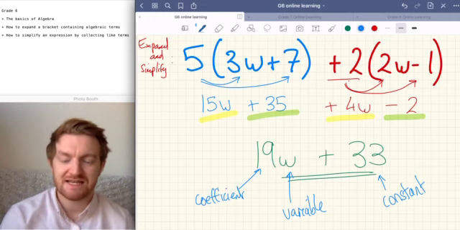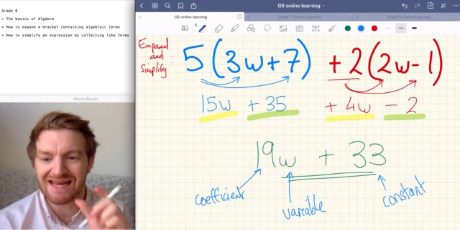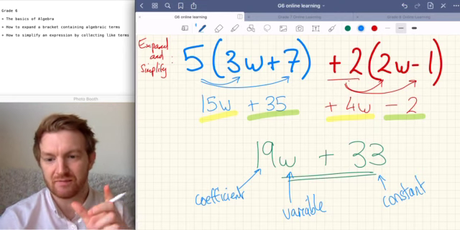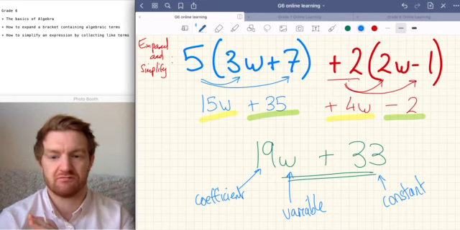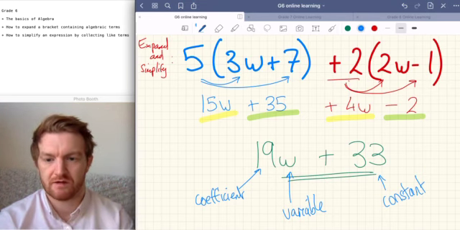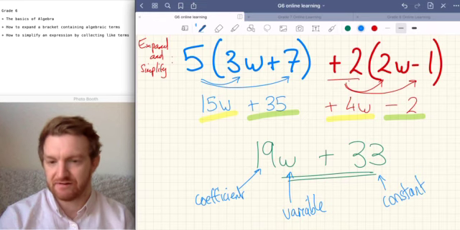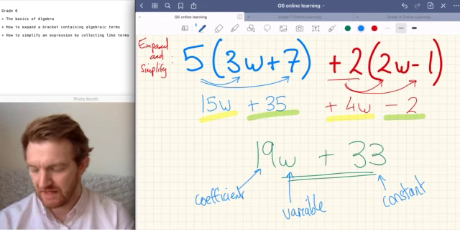Now that 19 is not a number. That 19 is how many W's I have. It's 19 W's. Whereas the 33 is just 33. So do be careful of the difference between them. Okay, last one.